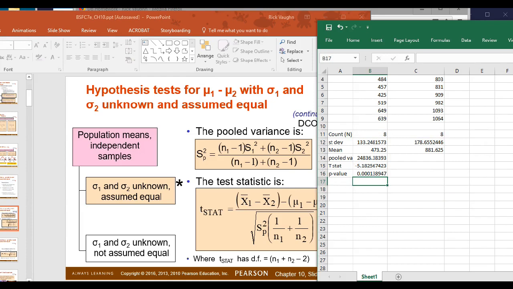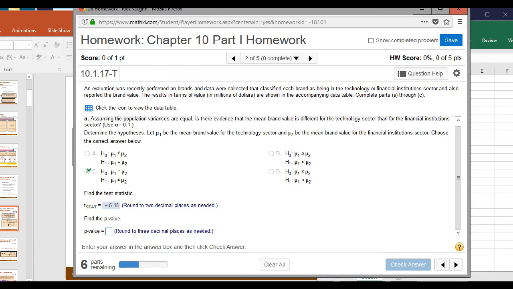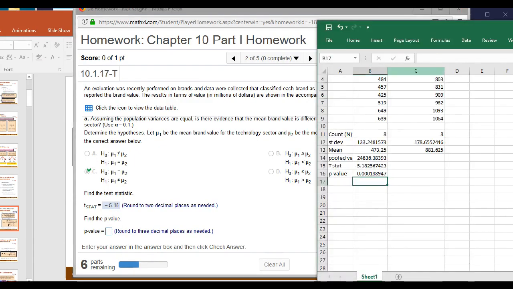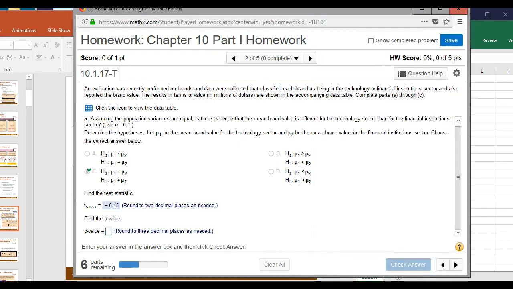All right, so 0.00013. And again, to the third decimal place, this is still going to round to 0.000, but it's a little closer than the last one.